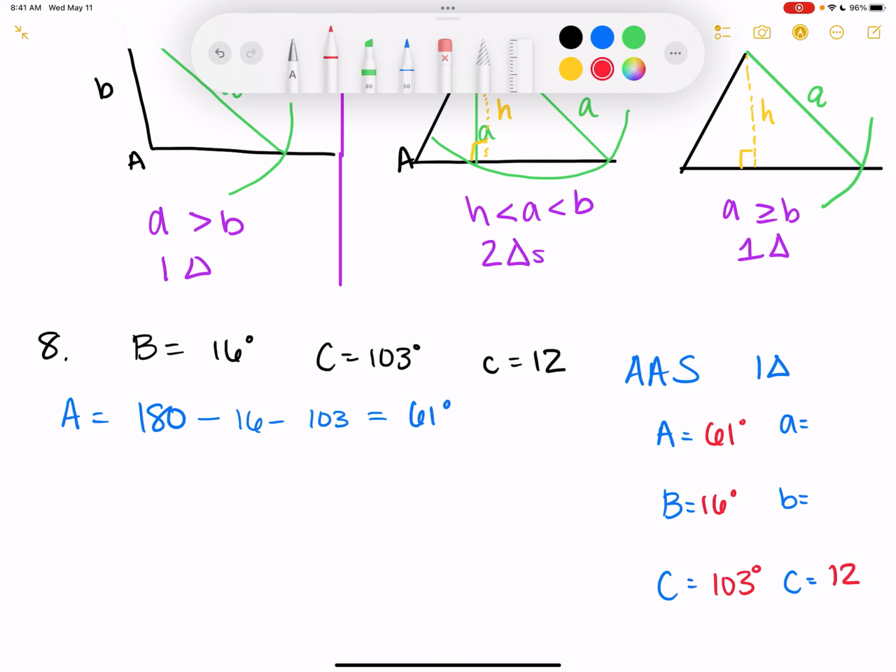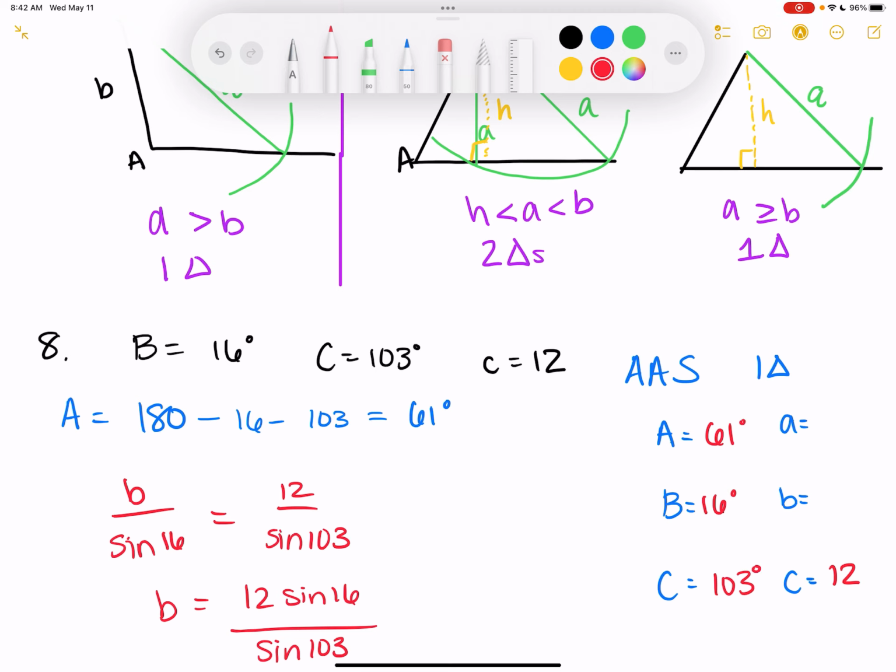Which one are we trying to find, the side? Sine of C equals the sine of B or something. So put your side on top. b over the sine of b, which is 16, equals, you got to use the values that you know, 12 over the sine of 103. Make sure your calculator is in degree mode. So then b equals 12 sine of 16 over the sine of 103.